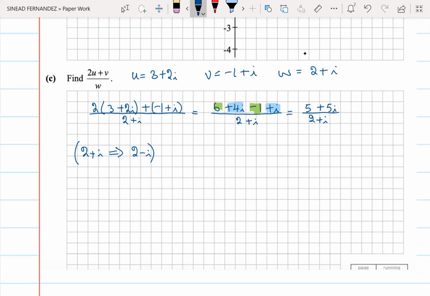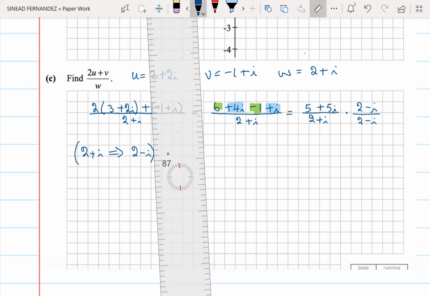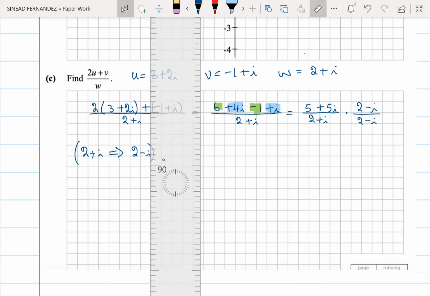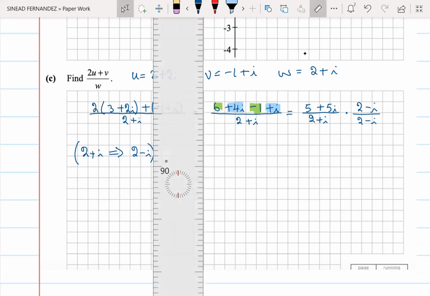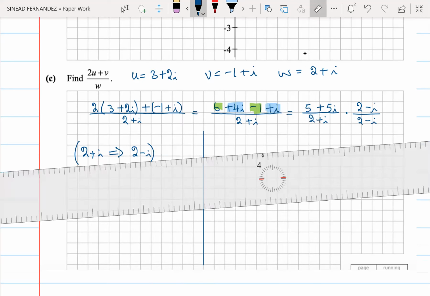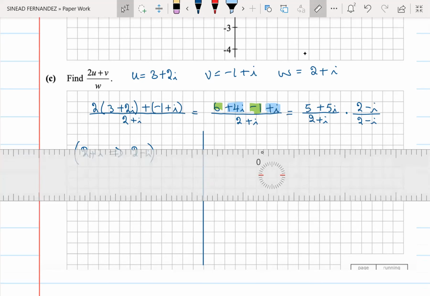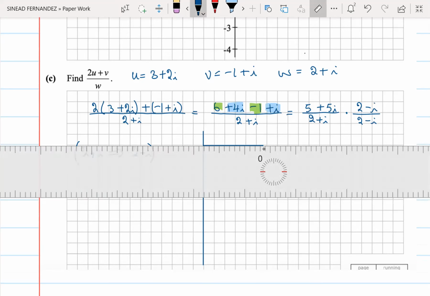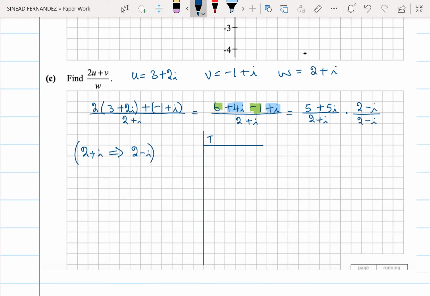And what you do is you multiply the top line by it. So it'll be 2 minus i, and you multiply the bottom line by it, okay? And this is where we split the question up into two bits, the top bit and the bottom bit. So let's do the top bit first, and then we'll bring it back together in the end. So the top bit is 5 plus 5i multiplied by 2 minus i.